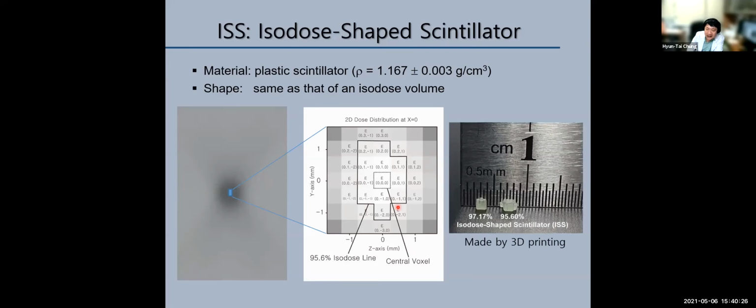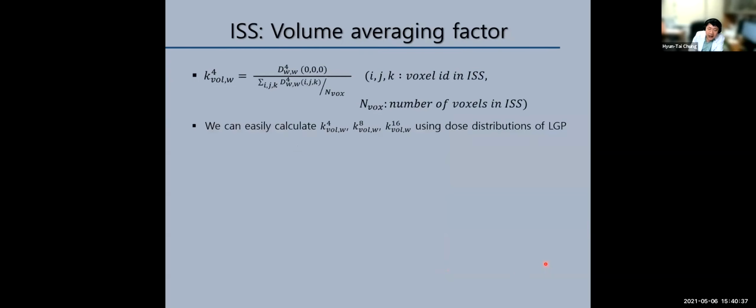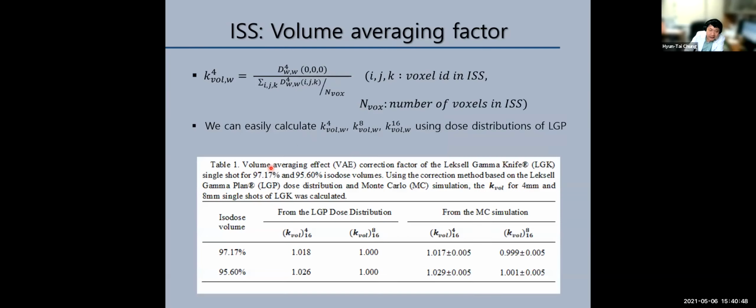So we made two types of scintillators, 97.2 and 95.6%. It was made by 3D printing. And we can easily calculate the volume average factor. It's a simple numeric. We don't need any integration, just summation. And this is the value. This is the K416 of the 97.2% at 1.018. And those were used from LGP. And to be sure, we performed our own Monte Carlo simulation and we got similar results.